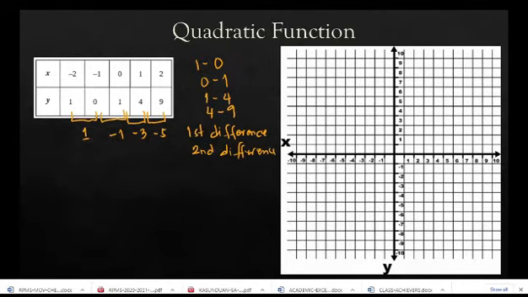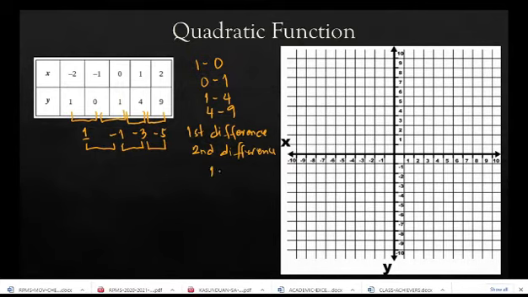Ito naman yung difference ng two consecutive first difference. Yung mga value naman ng first difference, ayan, yung 1 and negative 1, negative 1 and negative 3, tsaka negative 3 and negative 5. Yun naman ang second difference. So, let us check for this example.